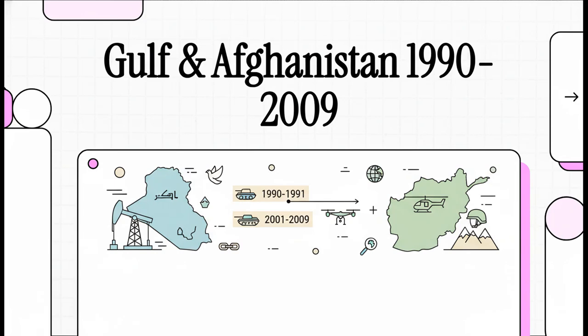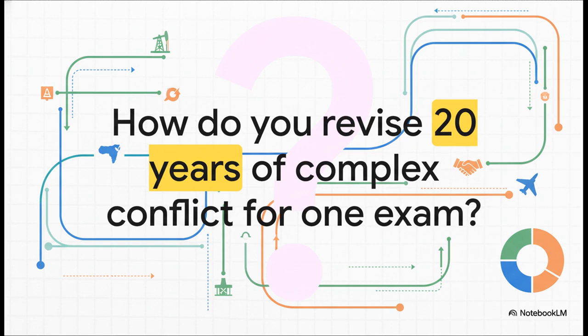All right, let's dive into one of the trickiest, but honestly most important topics on your AQA GCSE history paper, the conflicts in the Gulf and Afghanistan. I know this 20-year period is super complex, but don't you worry. We're going to map it all out for you, creating a really clear revision guide to help you absolutely smash it. Let's get going.